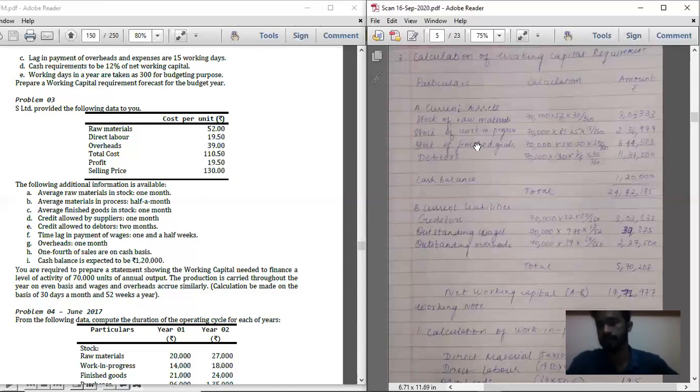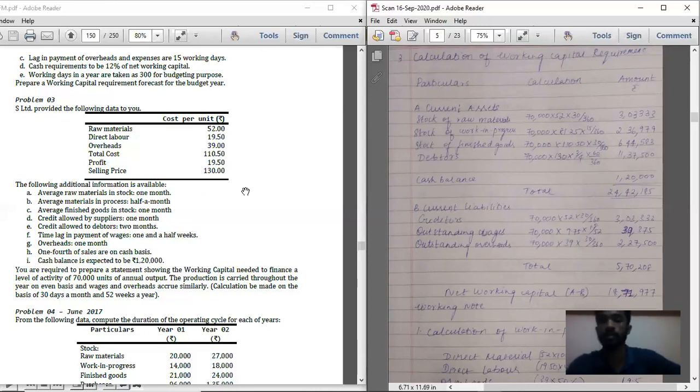Below that, current assets. Under current assets, put stock of raw materials. How much is the number of units? 70,000 units. And what is the raw material cost? 52. And what is the time period given? 1 month. So in the calculation column, 70,000 units into 52 rupees into 30 divided by 360.